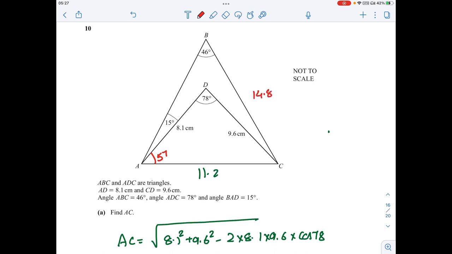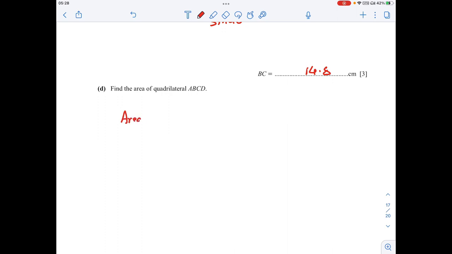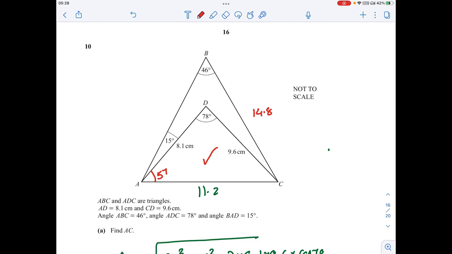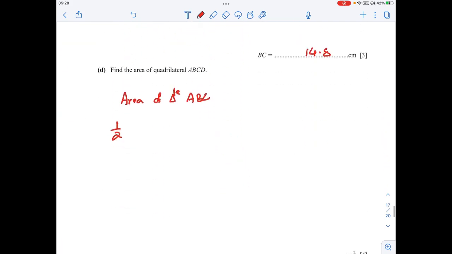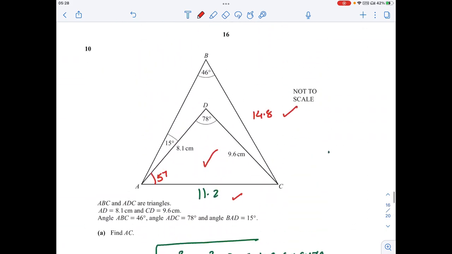Now area of the quadrilateral ABCD. So what am I going to do? I am going to take the area of the triangle ABC and subtract the area of the triangle ADC. The area of the triangle ABC is 1 upon 2 times BC times AC times sine of the angle between them. What is this angle? We know this is 46 and this is 72. So this angle will be 180 minus 46 minus 72, which is nothing but 62. So sine 62.